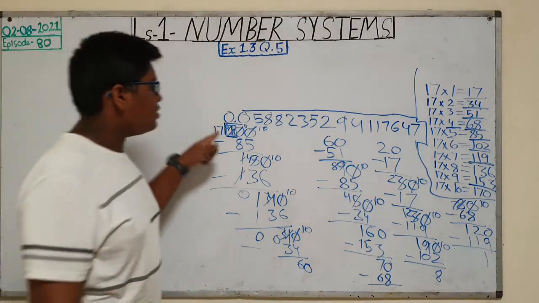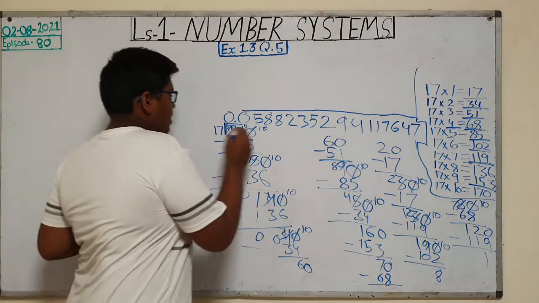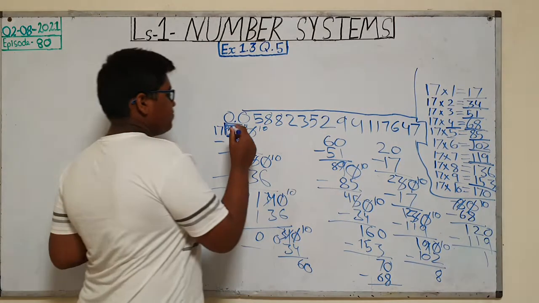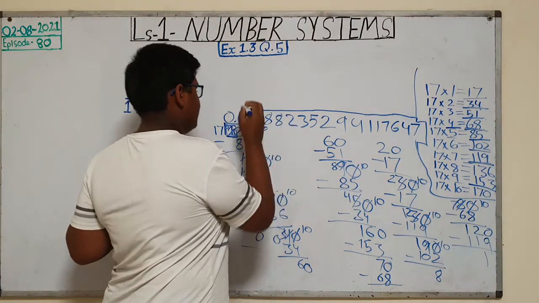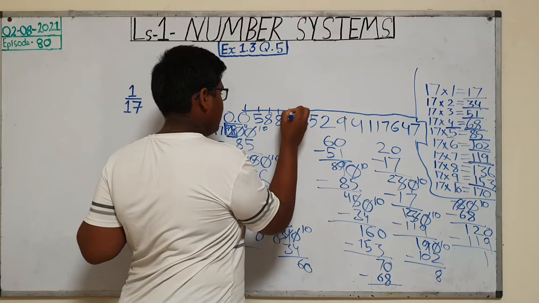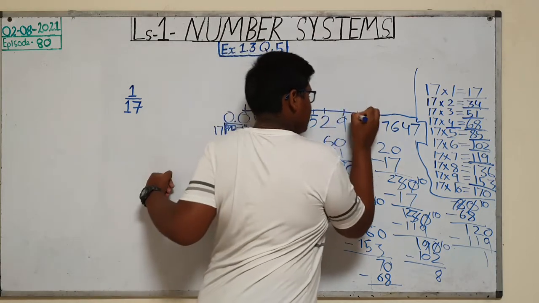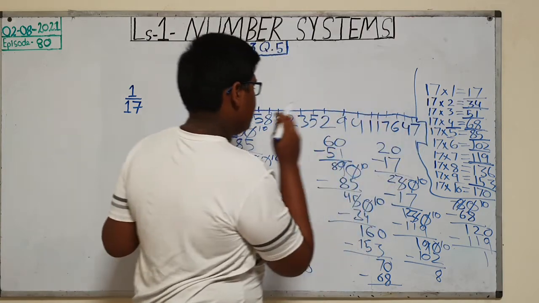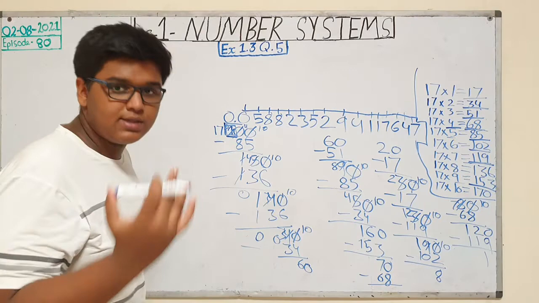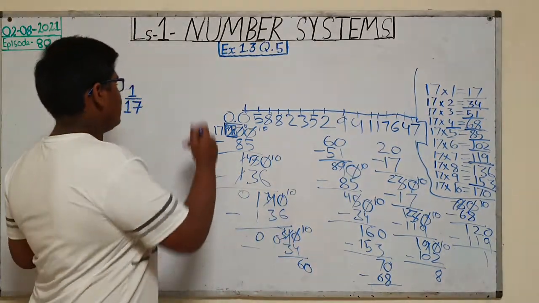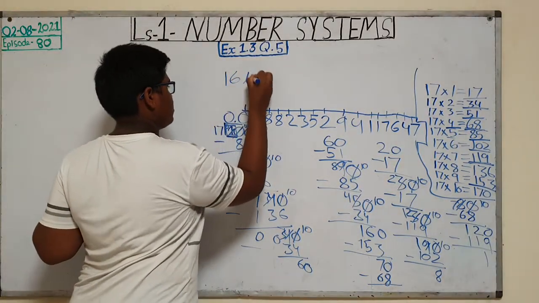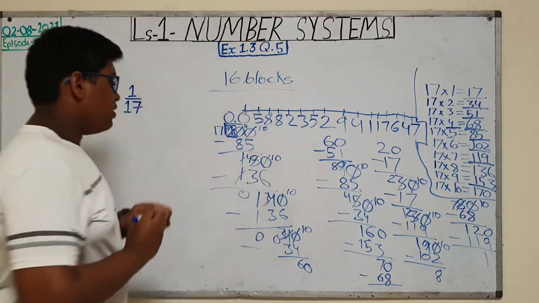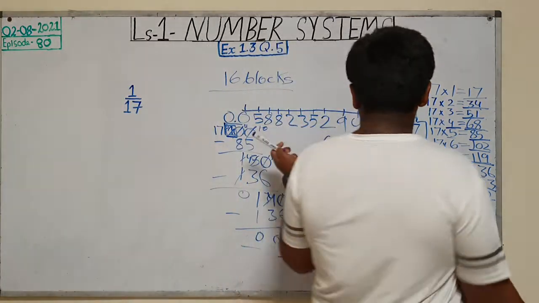So this kind of big number, if it repeats, means that this division is a decimal expansion, okay? When we do division, here we got the decimal expansion of 1 by 17. So let's count how many blocks are there. 1, 2, 3, 4, 5, 6, 7, 8, 9, 10, 11, 12, 13, 14, 15, 16. Okay, so we have 16 blocks with the bar. So let's write that we have 16 blocks in the answer, which is bar.